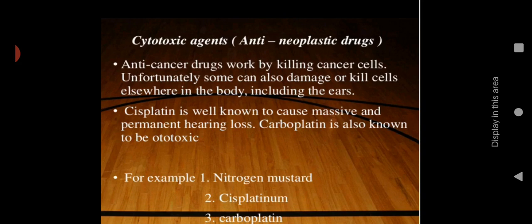Cisplatin is well known to cause massive and permanent hearing loss. Carboplatin is also known to be ototoxic. So some examples are nitrogen mustard, cisplatin, or carboplatin. These are the medicines which can lead to ototoxicity or permanent hearing loss.